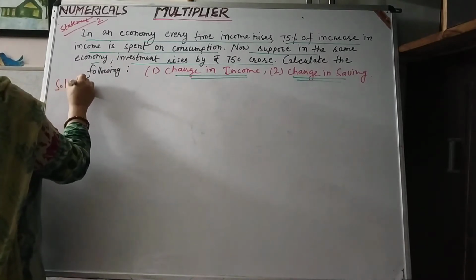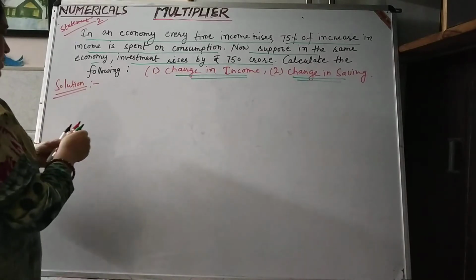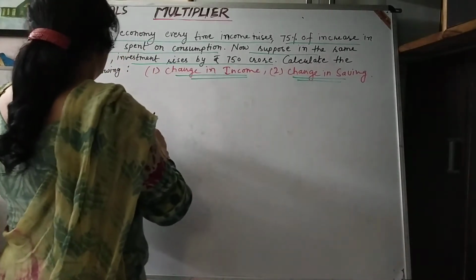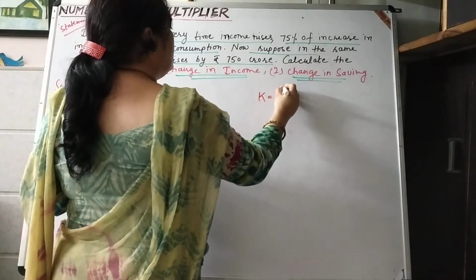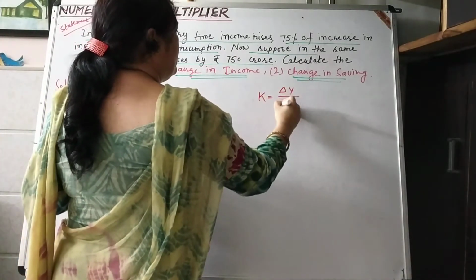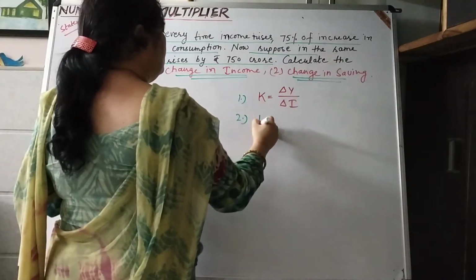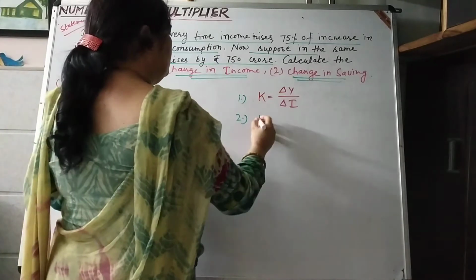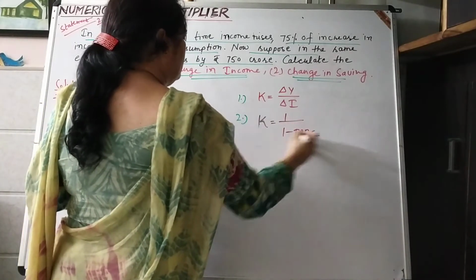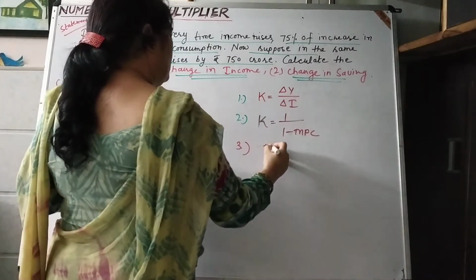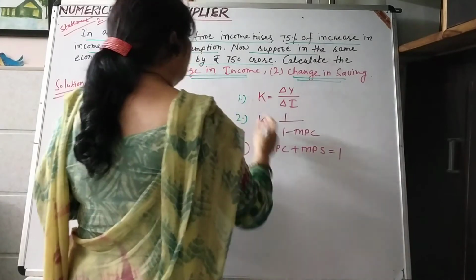For the solution, first of all I am writing down all the formulae which we will use in this numerical. Number 1, K is equal to change in income divided by change in investment. Number 2, K is equal to 1 upon 1 minus MPC. Number 3, MPC plus MPS is equal to 1.